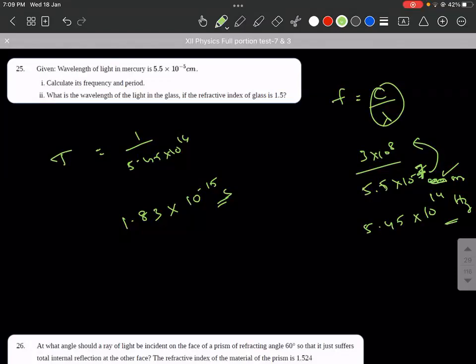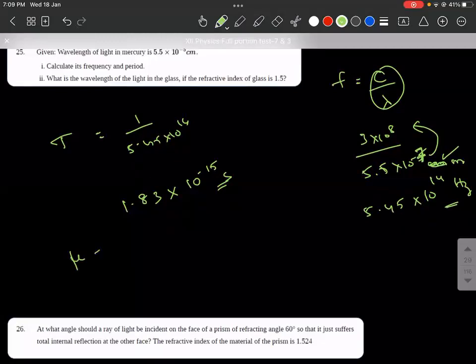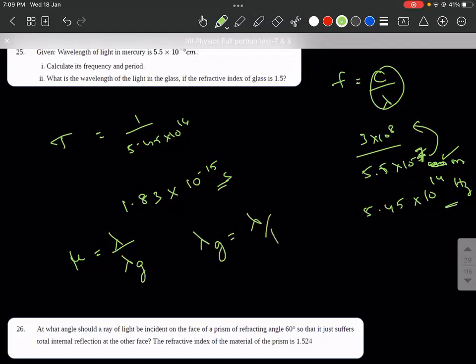That's right. So what is the wavelength of light in the glass, if the refractive index of glass is 1.5? It's similar to that problem that we did. So refractive index is equal to refractive index of air divided by the refractive index of glass. So lambda G will be equal to lambda divided by mu. Lambda is how much? 5.5 into 10 power minus 7 divided by mu, which is 1.5.